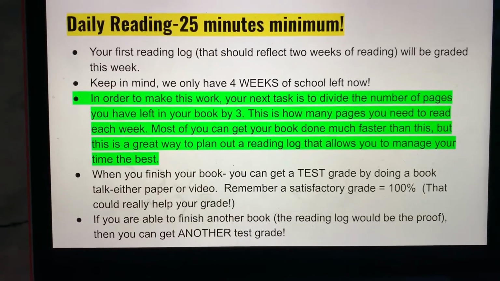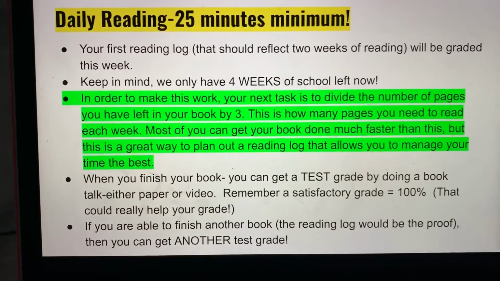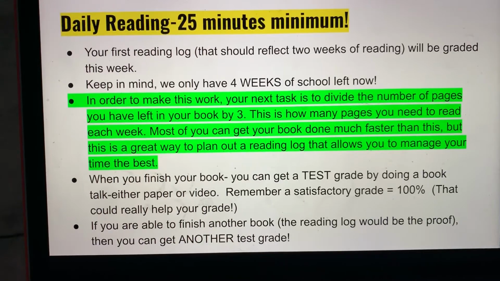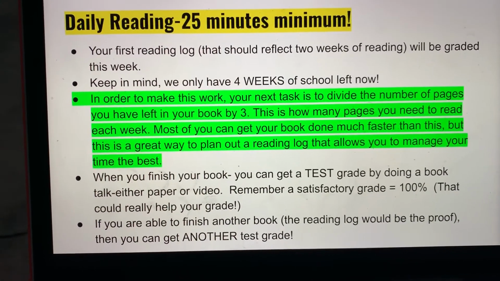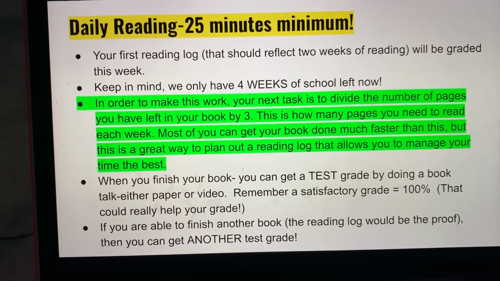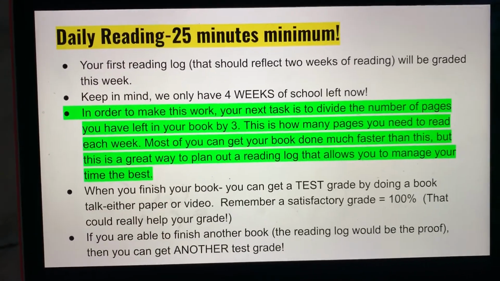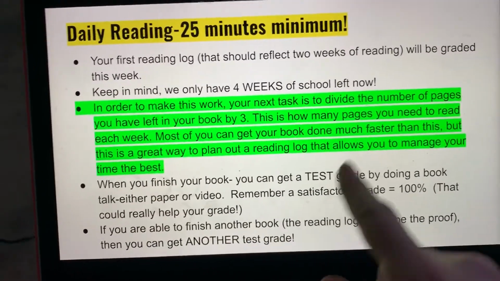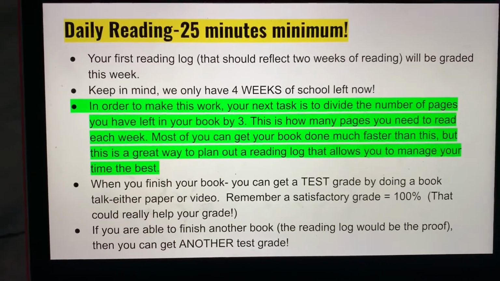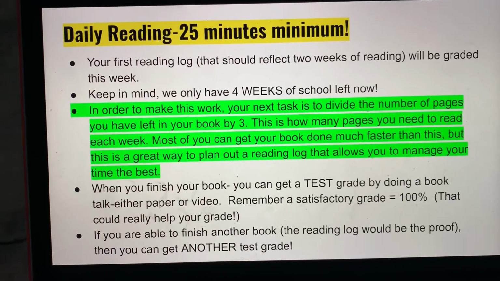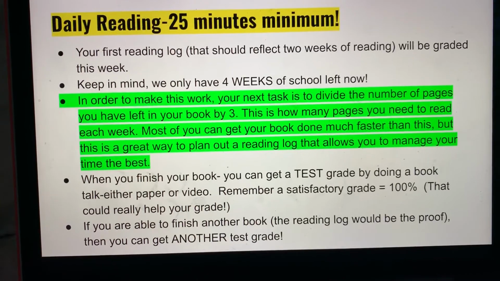In order to make this work, your next task is going to be to take the number of pages you have left in your book and divide that by 3. So let's say that your book has 150 pages. Hopefully it has more. I made that suggestion last week. And then you've read 25 pages of it. We'll take the difference, how many pages you actually have left to read, and divide that number by 3. That's how many pages you need to read each week moving forward. Most of you can get this book done much faster than that, but this is a great way to plan out a reading log that allows you to manage your time the best to make sure you're knocking it out.